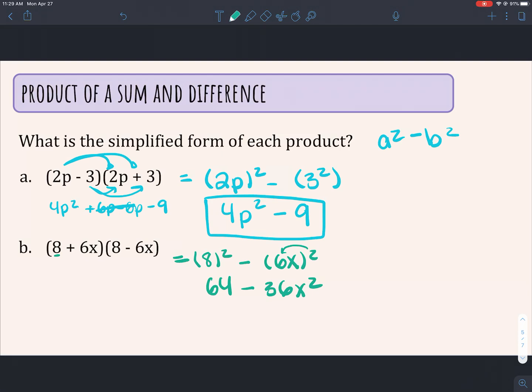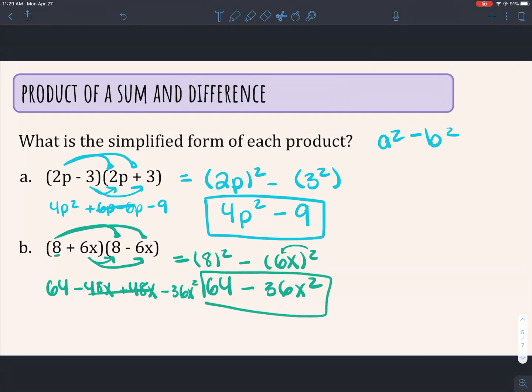And again, we could even go ahead and distribute this, but like I said, you don't have to. So 8 times 8 is 64. 8 times negative 6 gives us negative 48x. This gives us positive 48x, and then negative 36x squared. They cancel, and we're left with our final answer here.